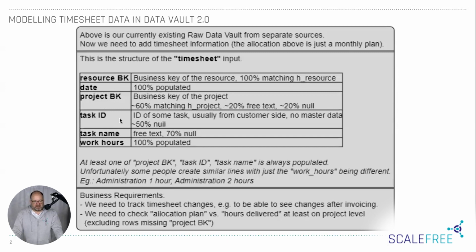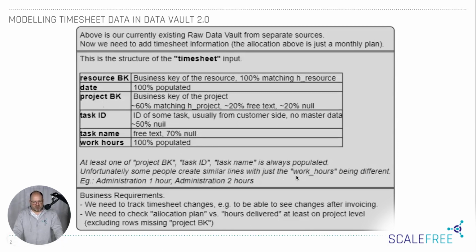Then they got a task ID. The ID is from the task, usually from the customer side, no master data. In many cases, in 50% of the cases, also null. And the task name, just free text, in many cases just null. And some work hours, because they keep track of hours. That's at least 100% populated. All right. And then it says, okay, at least one of these, project business key, task ID, and the task name, is always populated. So only at least one of those three.